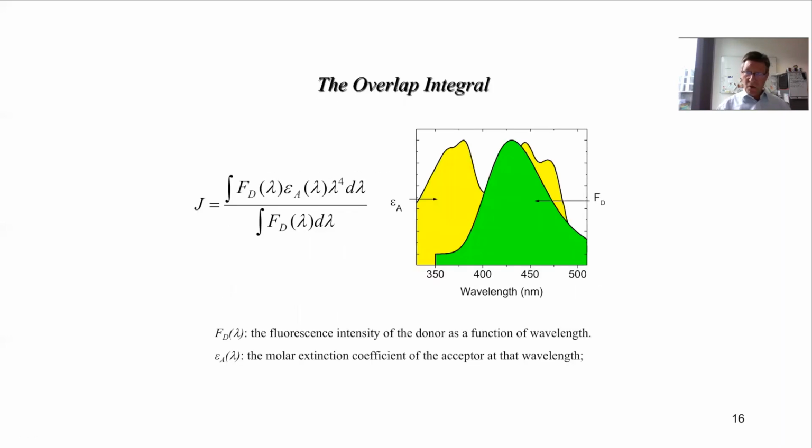The overlap integral, as we said before, is the overlap of the fluorescence of the donor and the absorption of the acceptor. So at every wavelength, you have to do numerical integration to get a certain number. And the larger this spectral overlap integral is, the better your Förster energy transfer. So that is the overlap integral, a very important part of the Förster mechanism.